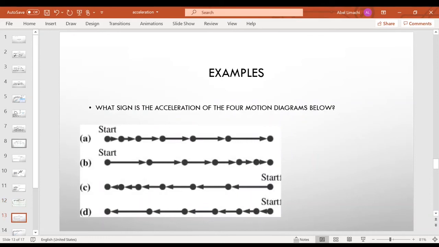Alright, what is the sign of the acceleration of the 4 motion diagrams below? So again, these particle diagrams represent the object, and then this vector is going to be the velocity. So it starts off here, and the velocity is slowly increasing all the way. It's speeding up. It's going away from that 0 value. So this means that the acceleration and the velocity must be buddies. So that means that, if we call the right positive, the left is negative, we know that the acceleration must be facing positive.